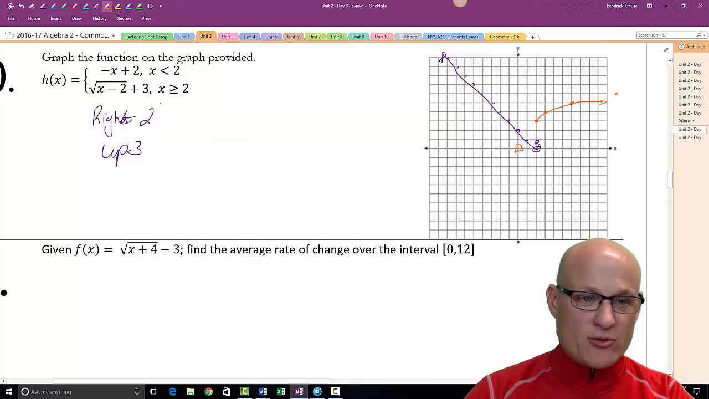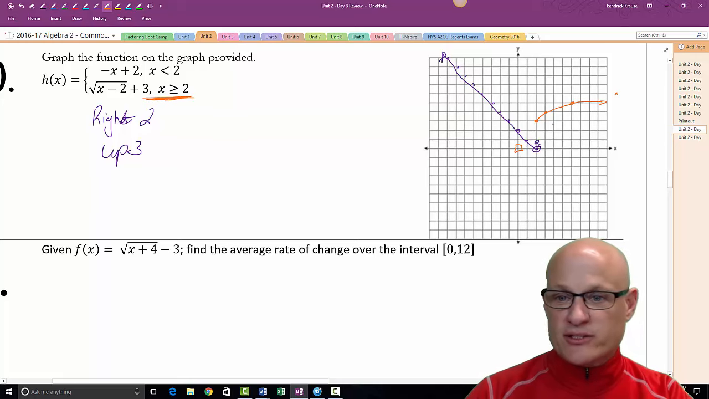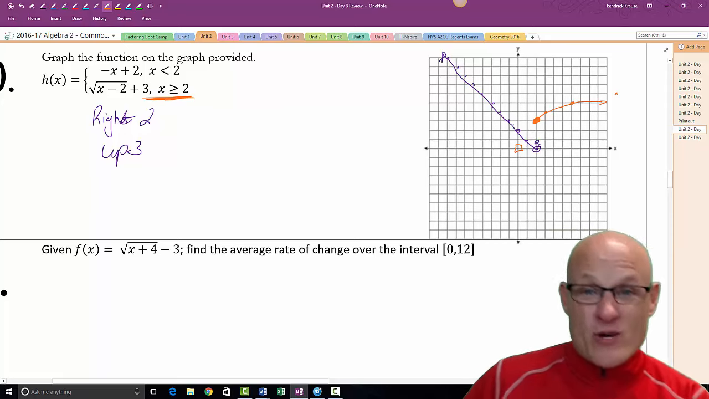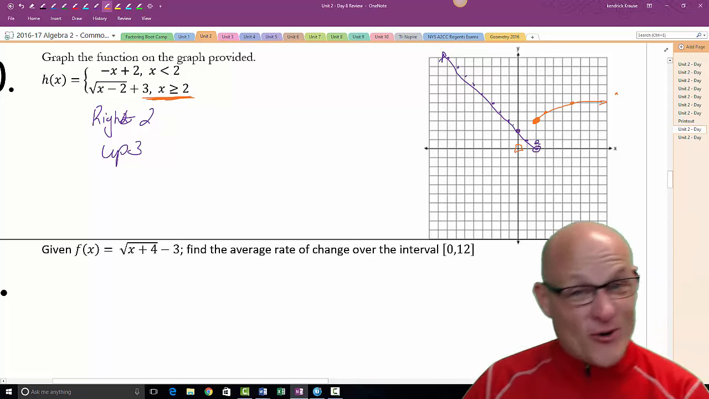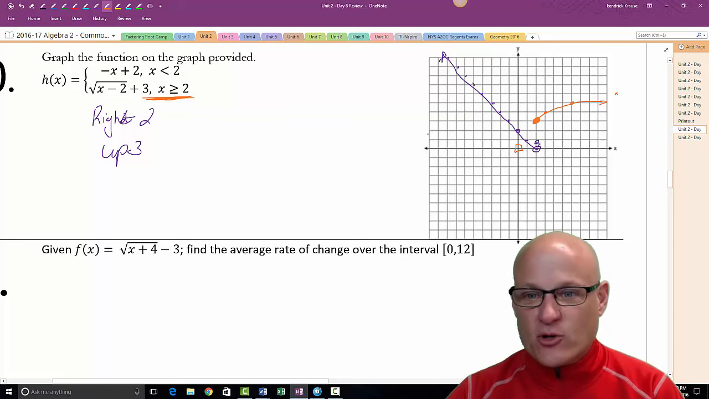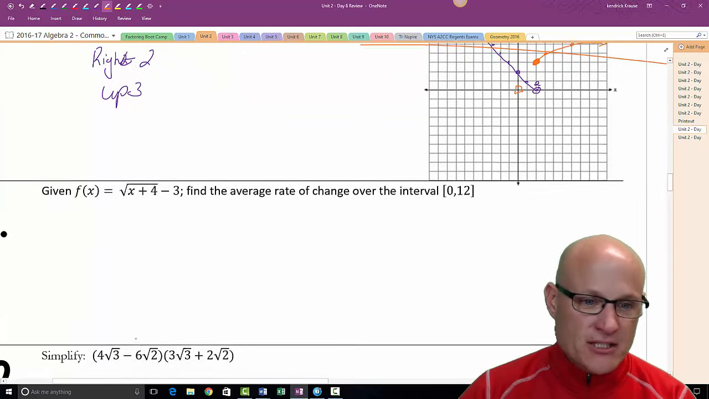Now I just have to decide: do I put an open or closed circle at 2? In this case, I'm going to put a closed circle. Is it a function? Oh yeah, it is. Is it 1-to-1? Oh no, it ain't. It fails the horizontal line test right there.